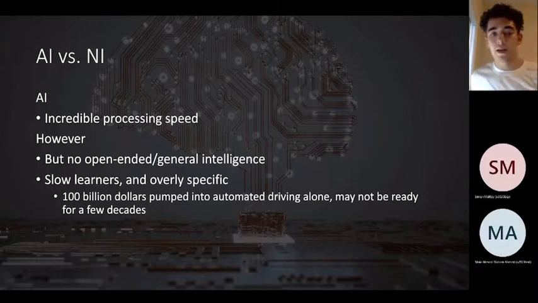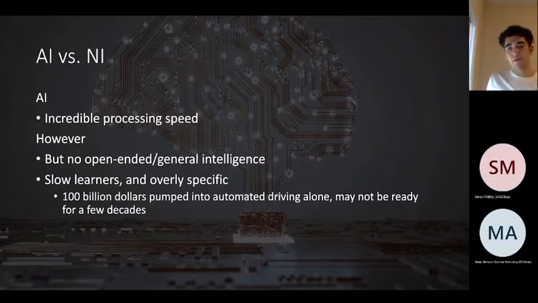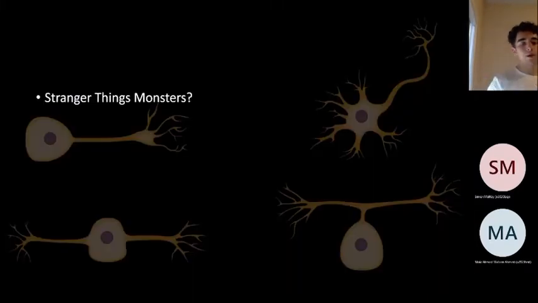So Tenenbaum cites that there's been $100 billion pumped into automated driving alone already, and these things may not be ready for full use within a few decades still, right? So very slow learners, whereas we can learn to drive a car in a couple years maybe. That is like learning all the rules and how to process all the perceptual cues and actually learning the motor skills to drive, right?